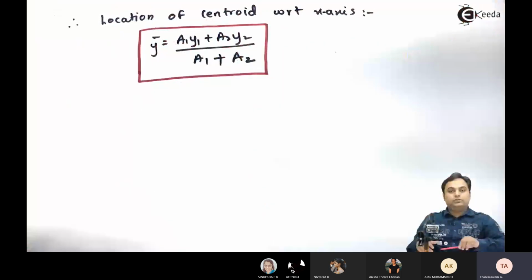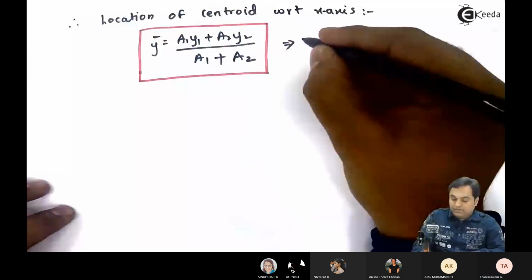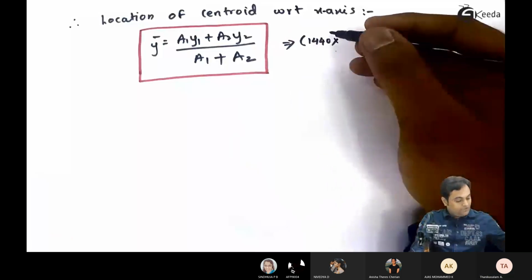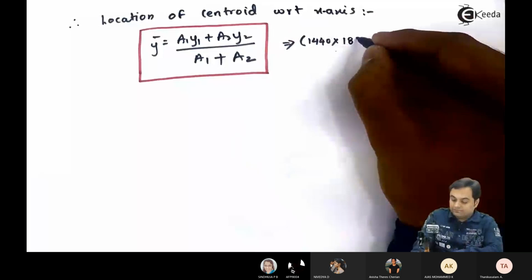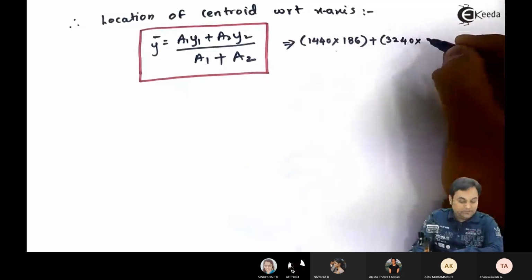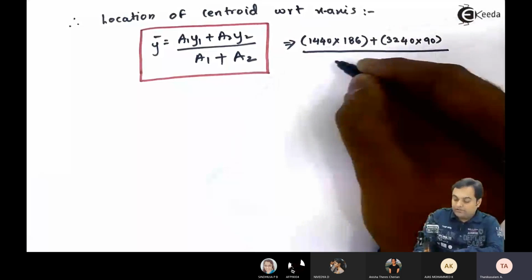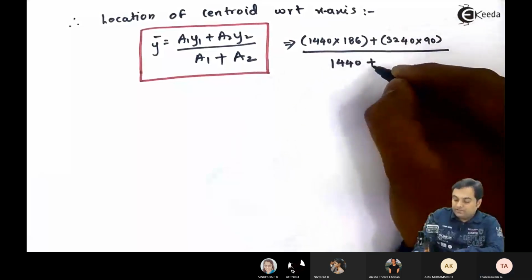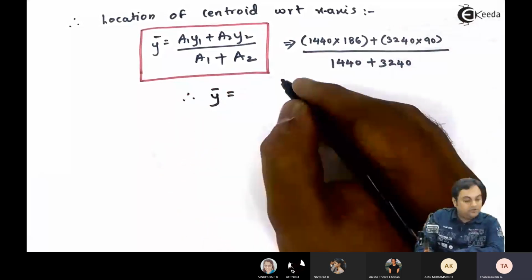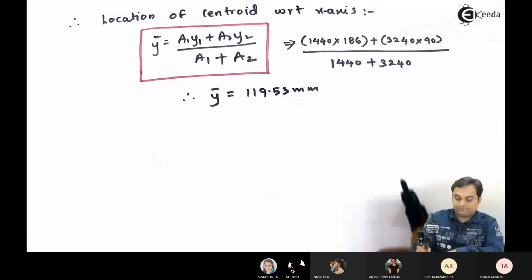Now I put all the values here. Area 1 is 1,440, y1 is 6, plus area 2 that was 3,240 into y2 90, divided by A1 plus A2. The y bar value comes out to 109.5. That is the second answer.